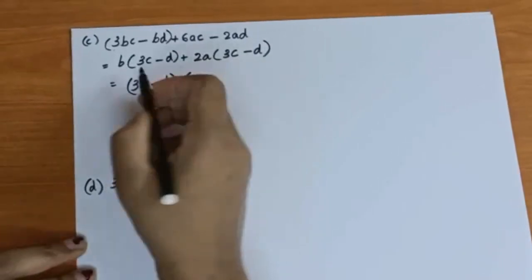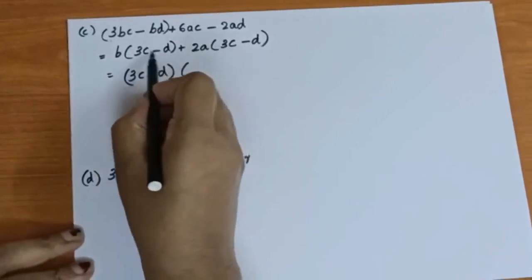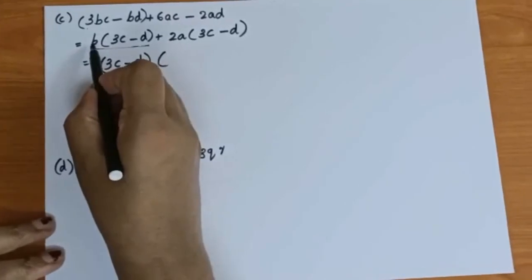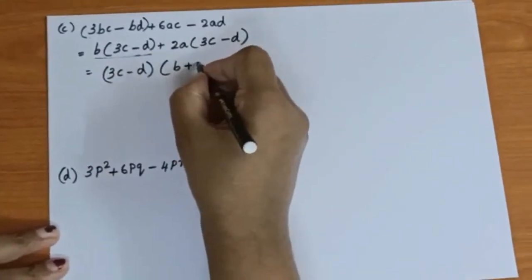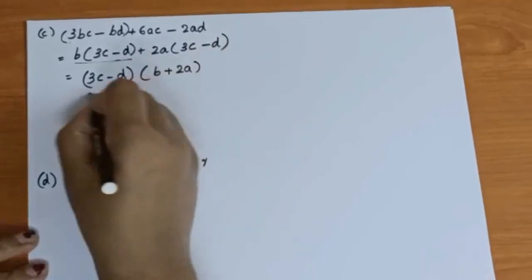When we are taking 3c minus d outside from this term, b is balanced here. So we can write that b plus 2a.